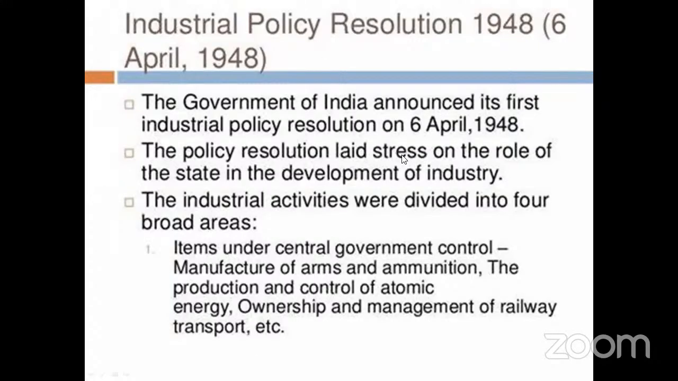Ammunition means what? Don't know, ma'am. These are the things we use in the war force. Whatever we use in war is the arms and ammunition. Then the production and control of atomic energy, like DRDL, and aircraft and some other things that the central government will be controlling. And the ownership and management of railway transport.